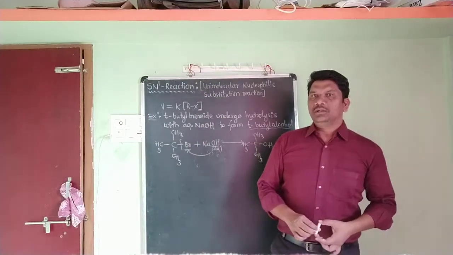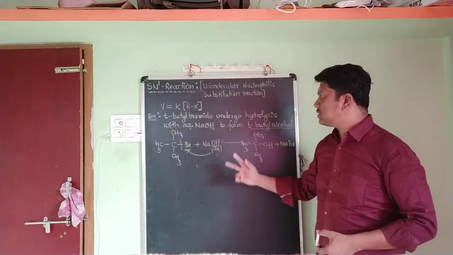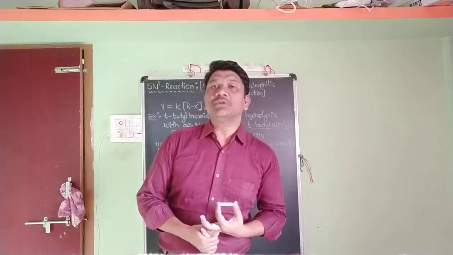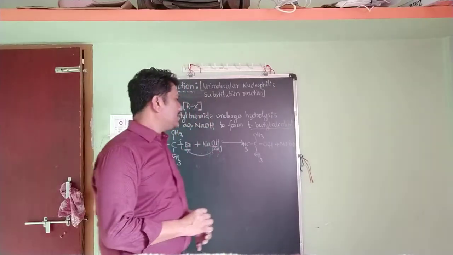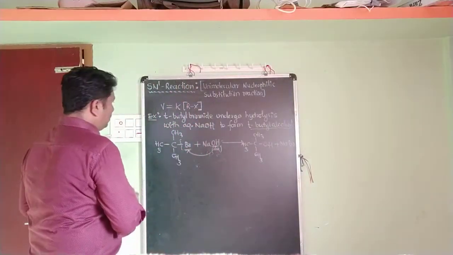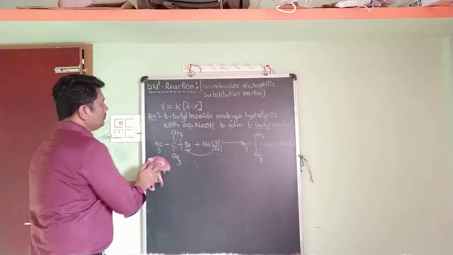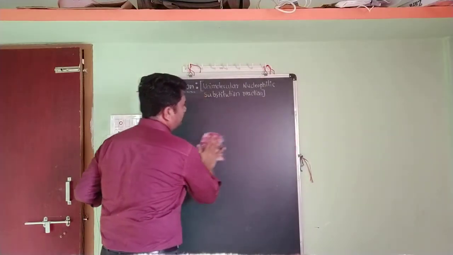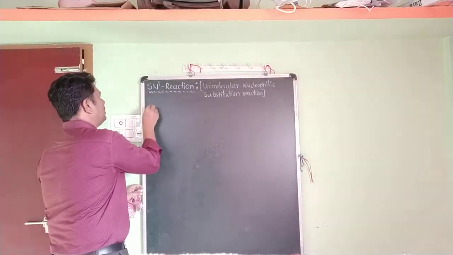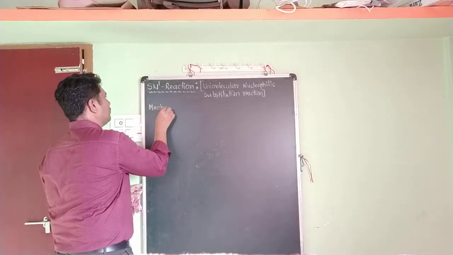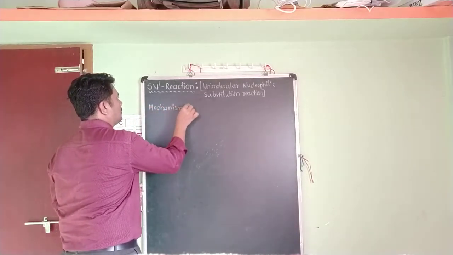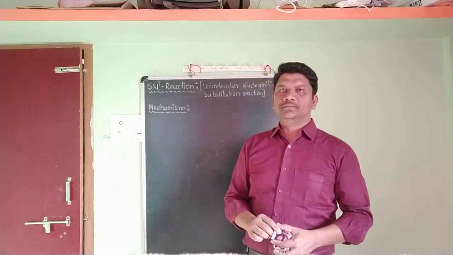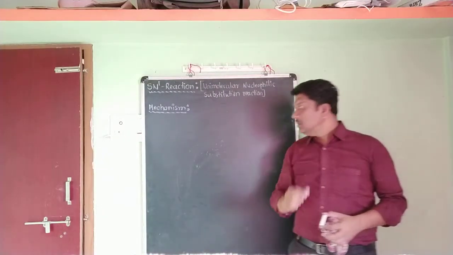But here this reaction takes place in two steps. Therefore, that is called the mechanism of the reaction. So, mechanism of the SN1 reaction. I'll write mechanism here: how tertiary butyl alcohol is formed. Mechanism of SN1 reaction. The SN1 mechanism involves two steps.